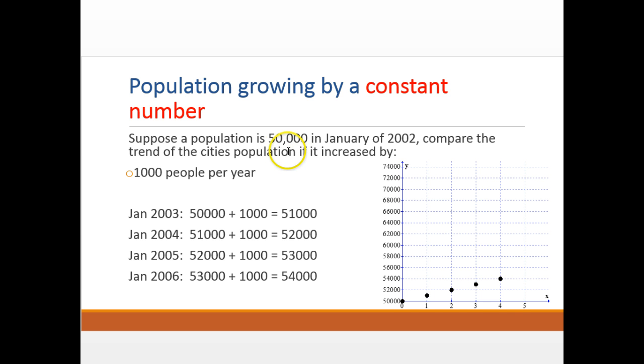Suppose the population increased by a constant number, 1,000 per year. That means in 2003, it added 1,000 people, so it started at 50,000, added 1,000, and ended up at 51,000. Similarly, in 04, it added another 1,000, and ended up at 52,000. In 05, it added another 1,000, ended up at 53,000. And in 06, it added another 1,000, ended up at 54,000. The graph increases steadily up by 1,000 each year.